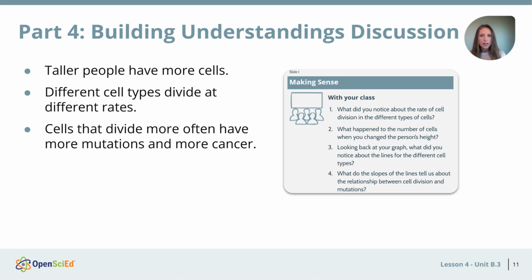This discussion provides an opportunity for students who didn't get cancer in the simulation to hear about it from students who did. It also provides an opportunity to emphasize the graph showing the relationship between the number of cell divisions and the average number of mutations per cell.